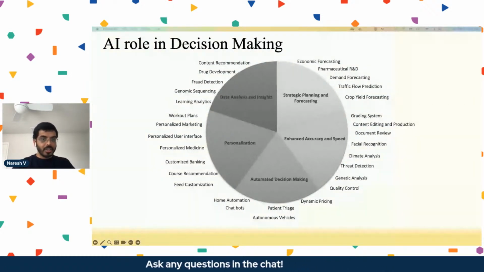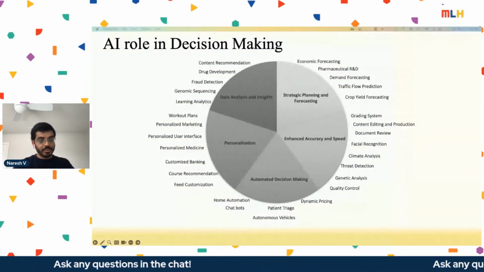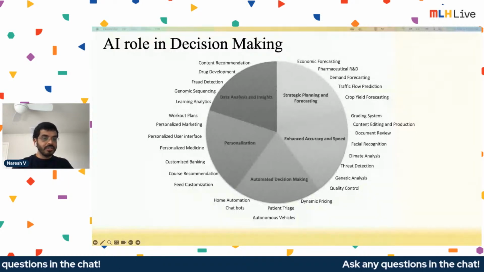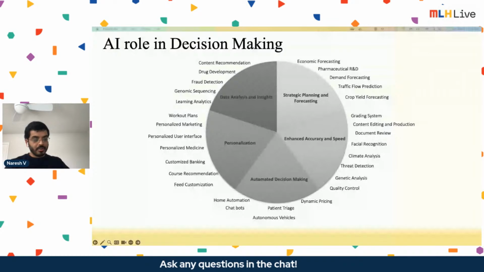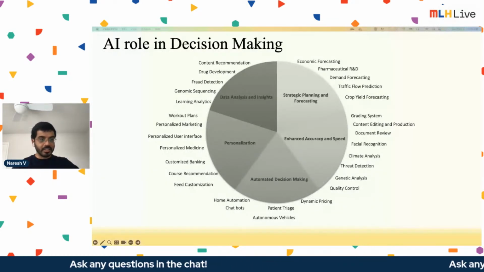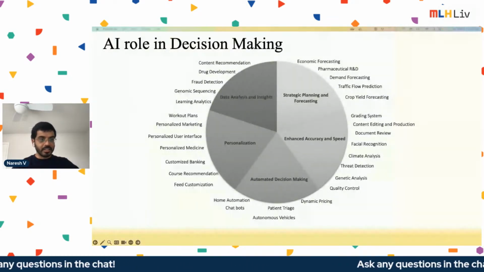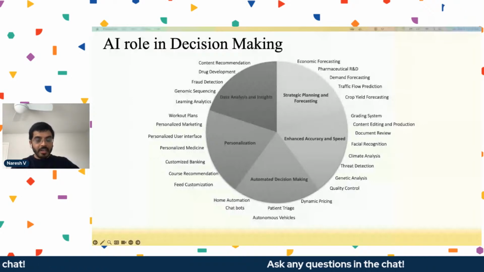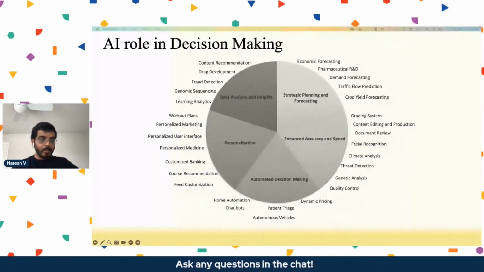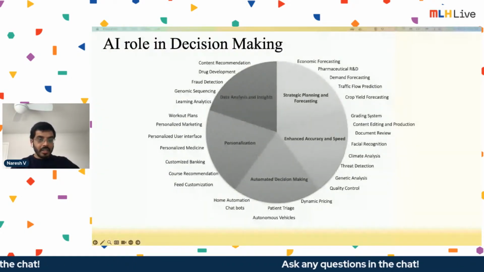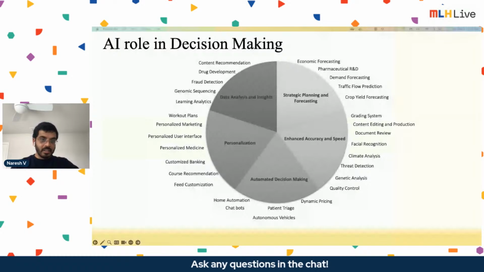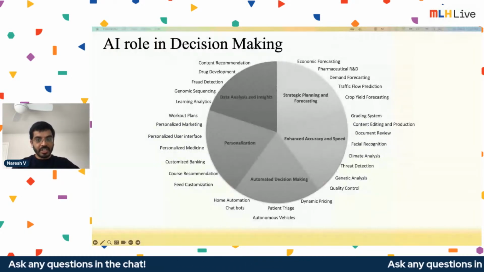And facial recognition is another one where you need accuracy and speed in identifying objects. In this example, I can think about the tolling system, where it identifies the specific vehicle and the number plate on it, and based on that you can relate whose vehicle it is. So it implies both enhanced accuracy and decision making as well.